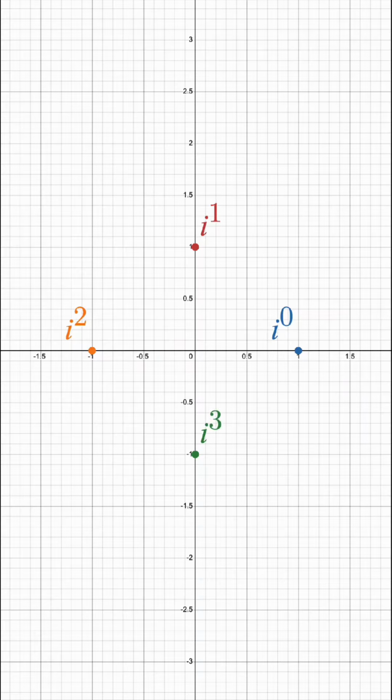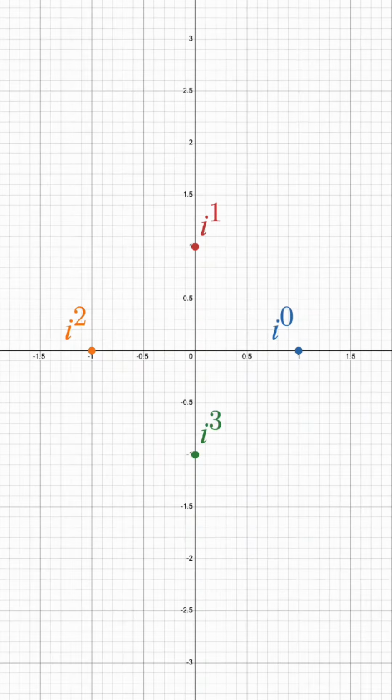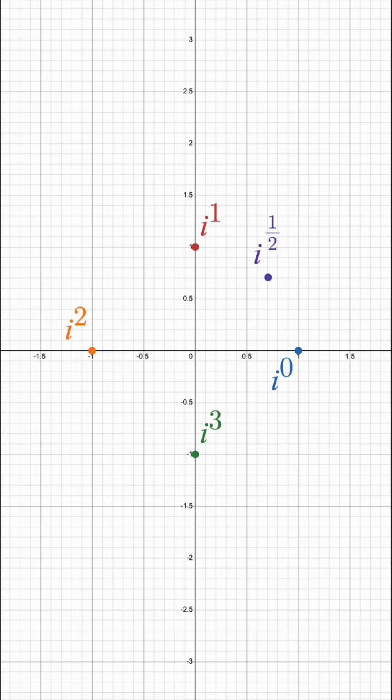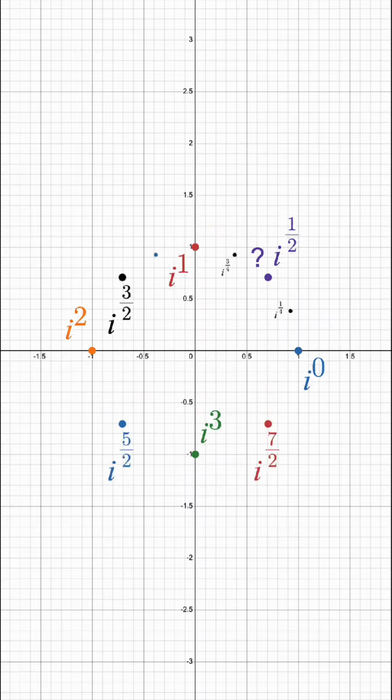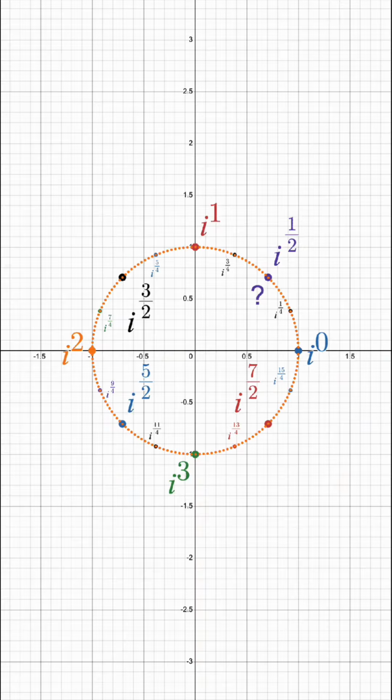We can take all the values of I and plot them, and you might be familiar with these four, but we can also plot points in between those, the fractional values of I. We can plot negative values of I. We can plot negative fractional powers of I, and every single power that we raise I to leads to it landing on this circle, which is a unit circle with radius 1.